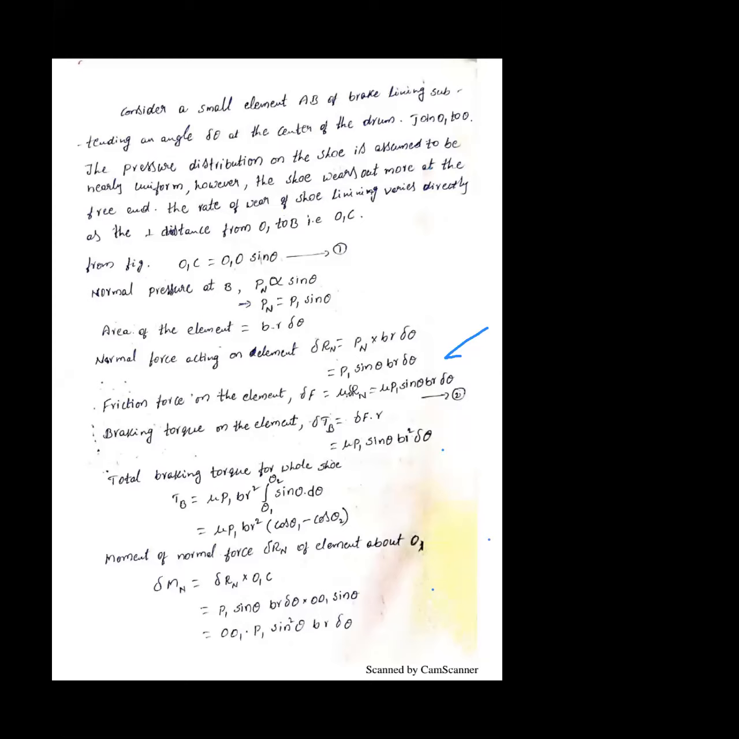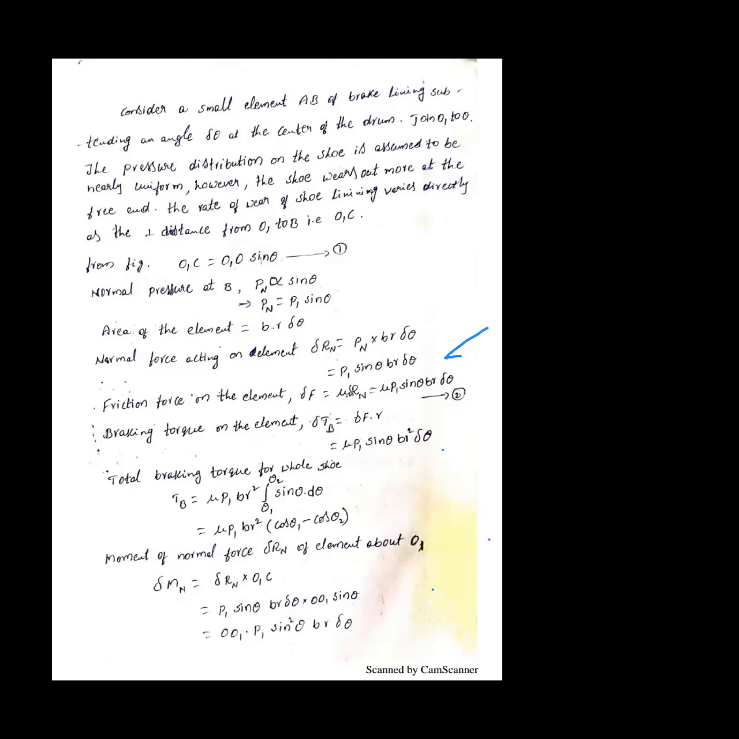Now we write the braking torque on the element. What is the formula? From the torque point of view, force into distance, frictional force into distance. So that is delta F into R. Substituting the earlier value, that is mu P1 sin theta Br square delta theta. That is the braking torque on the element.